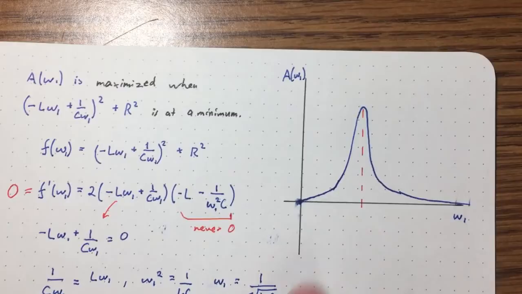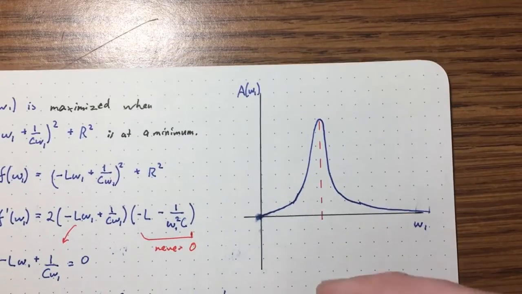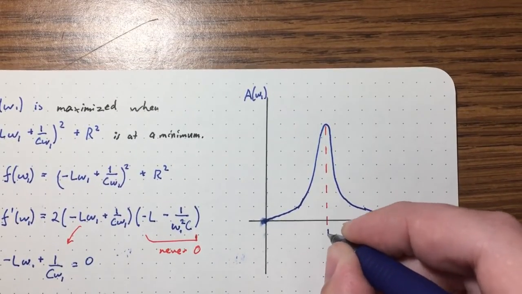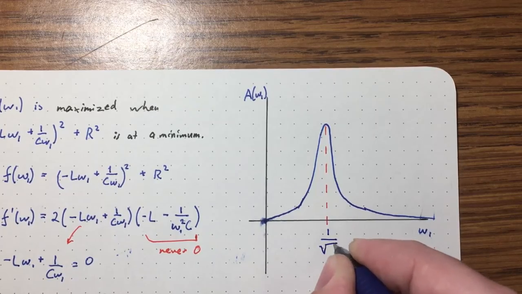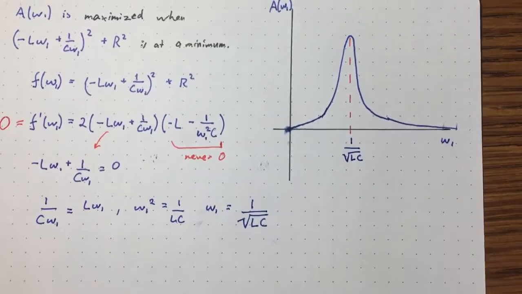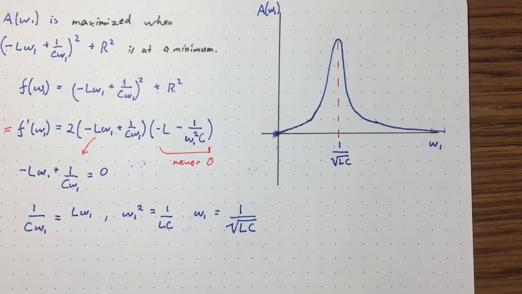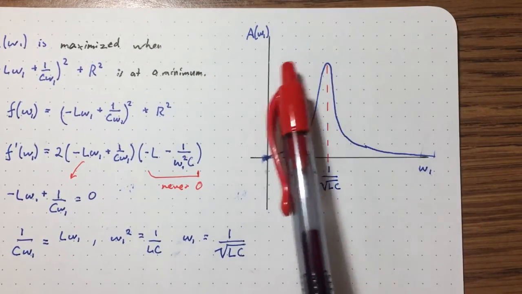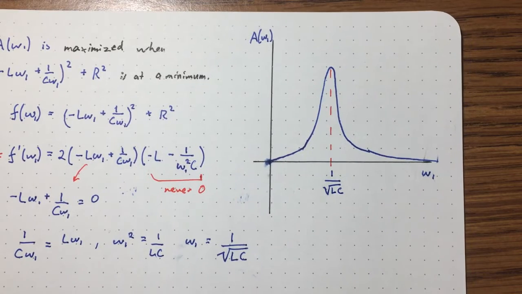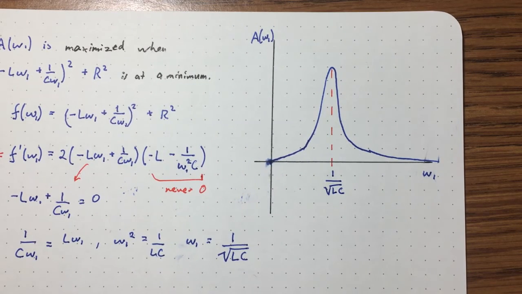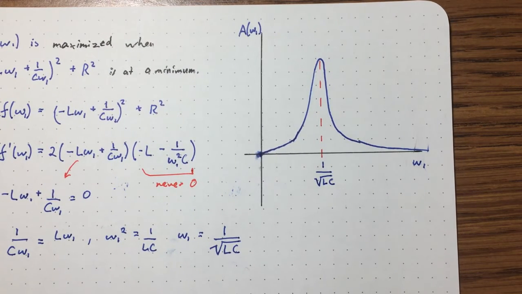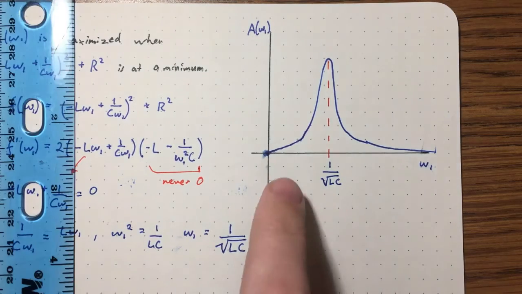So it turns out this right here is 1 over square root of LC. So when omega 1 is tuned to be exactly this, we don't get an unbounded amplitude, right? This is bounded. It's some fixed number, but we get some very large amplitude of the oscillation. So here's how to interpret this picture.